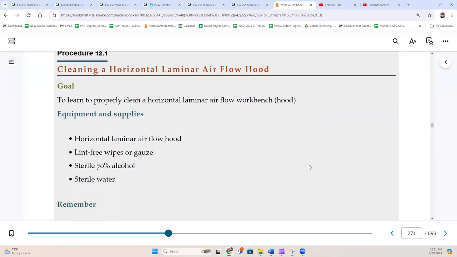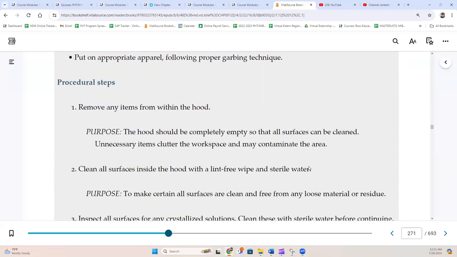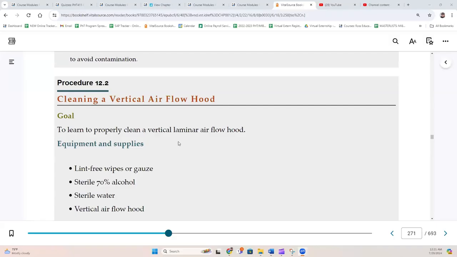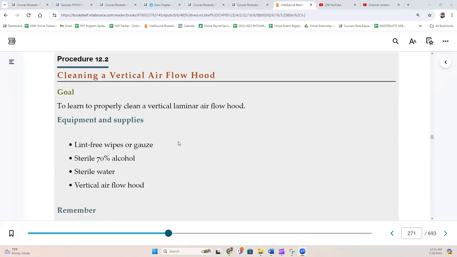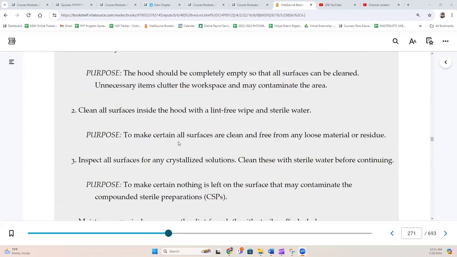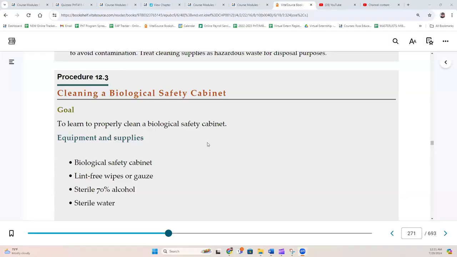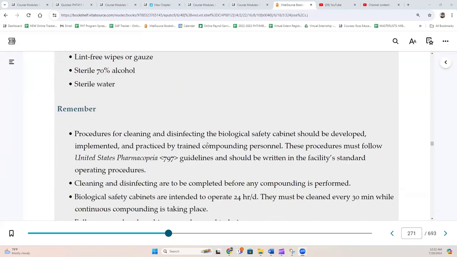So we have procedure 12.1 on cleaning a horizontal laminar airflow hood. So you can look through that and read through all those directions. And then procedure 12.2 shows cleaning a vertical airflow hood. Procedure 12.3 shows cleaning a biological safety cabinet.